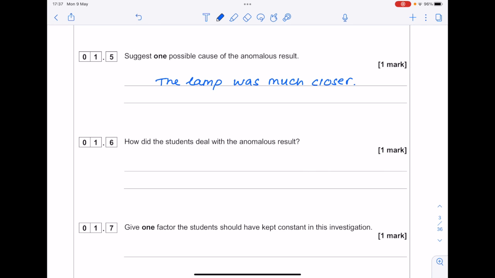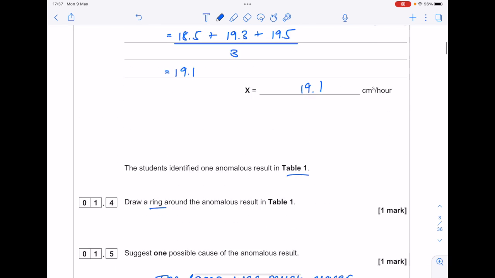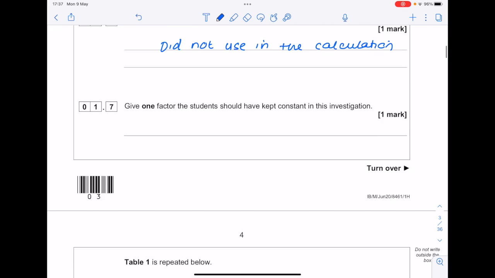How did the students deal with the anomalous result? Well, as you should always deal with them, they did not use it in the calculation. And you can prove it to yourself. Look, they used those two results to find an average, which was 2.1. If they'd included the anomalous result, then that number, 2.1, would have been much higher.